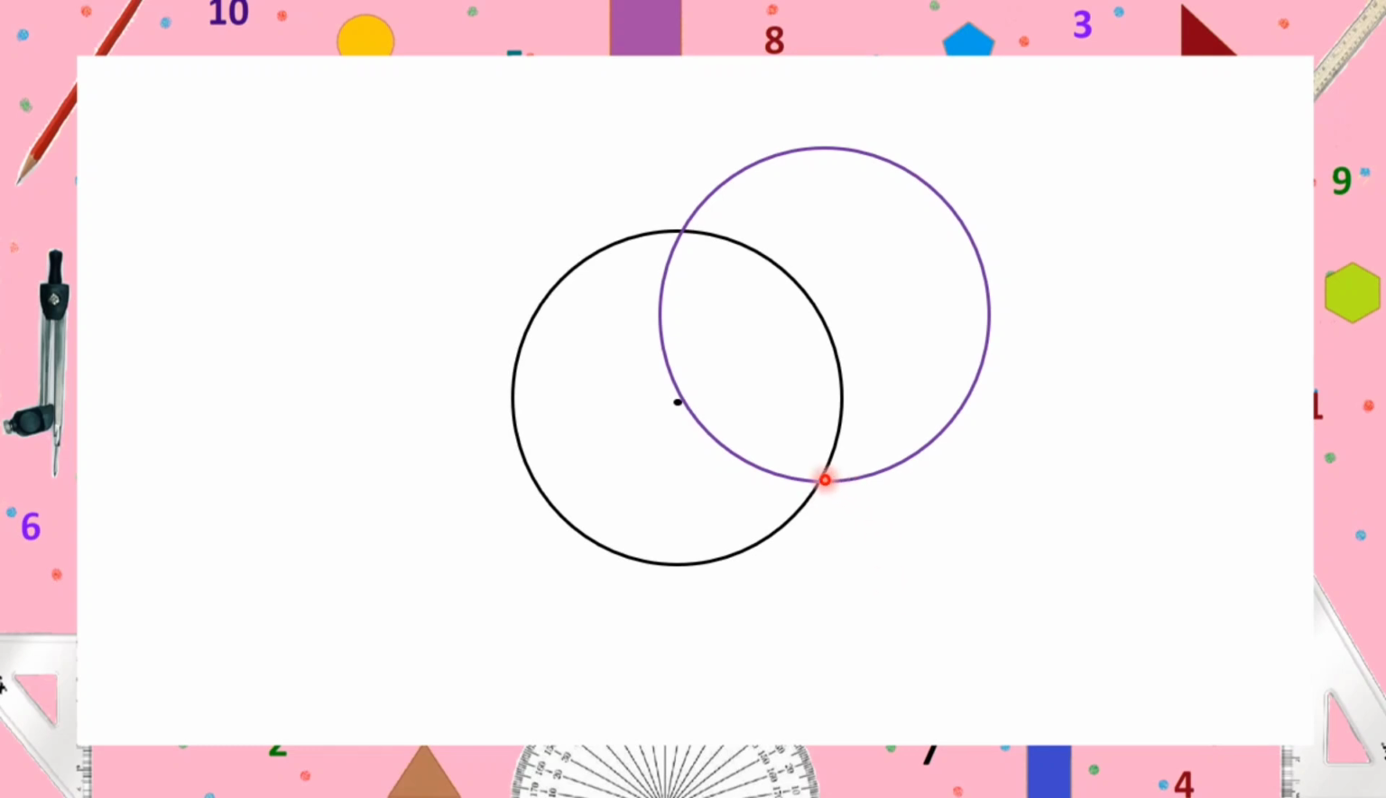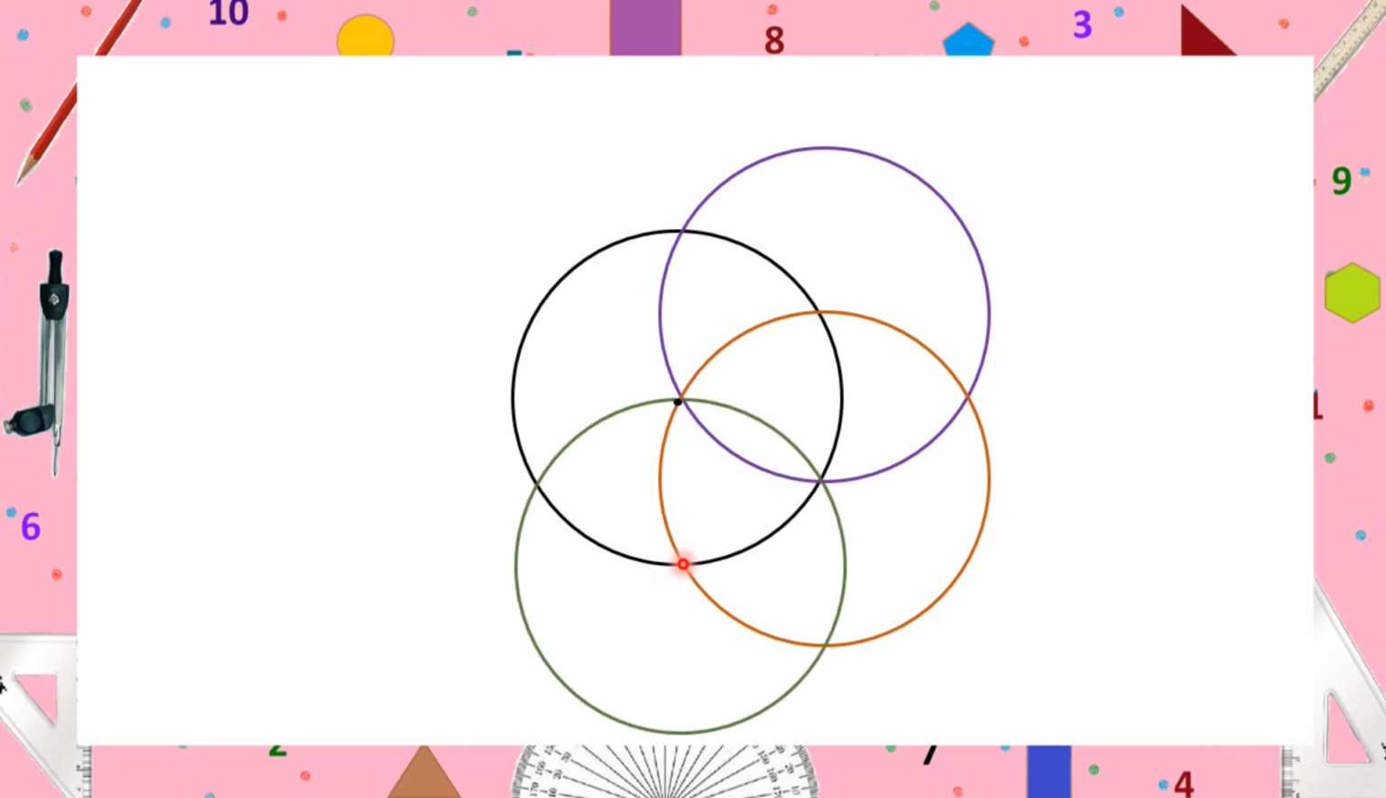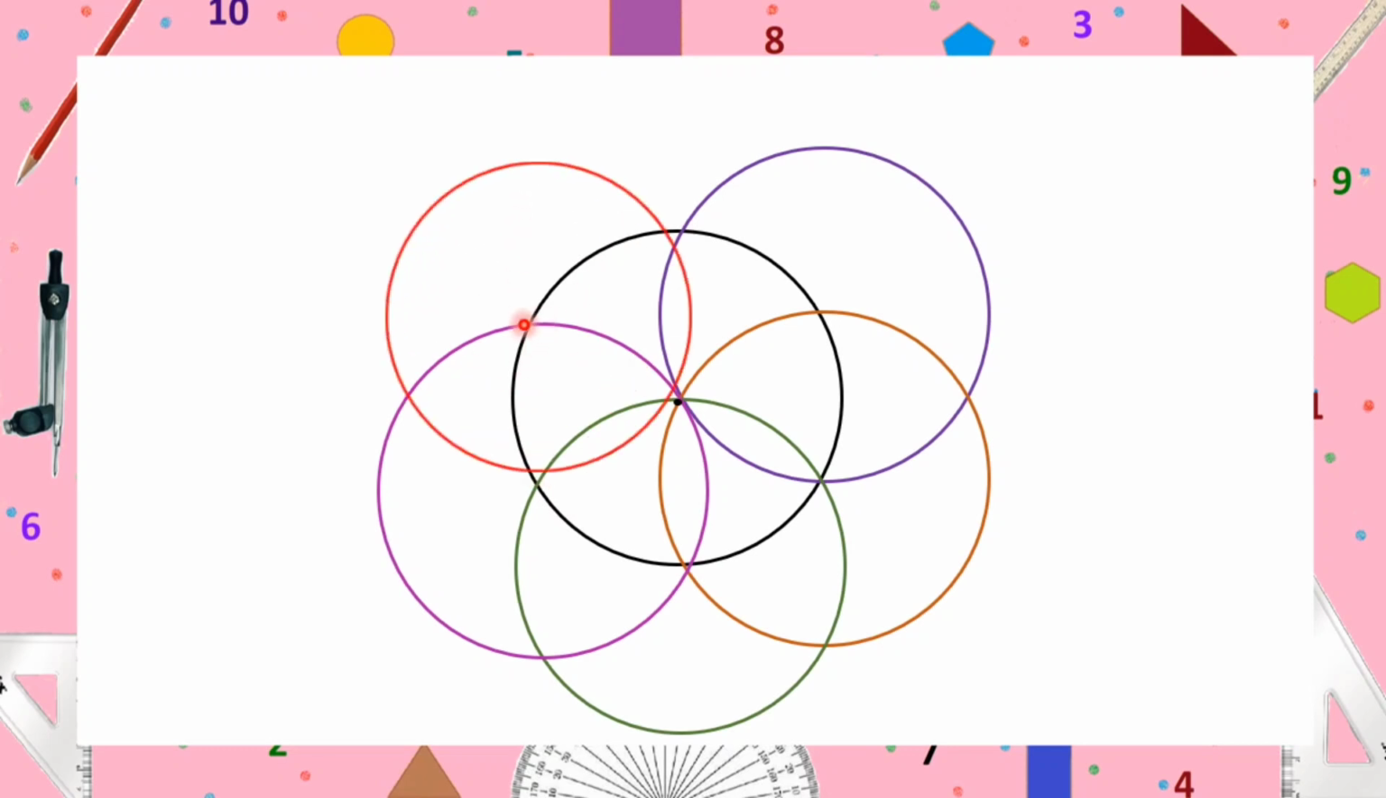Now we can use one of these points as the center for the third circle and draw the third one here. Now for the third circle, the center is here. Then making the next point here as the center, draw the fourth circle like this. Then you can choose this point as the center and draw the fifth one. Like this, you can complete this pattern.